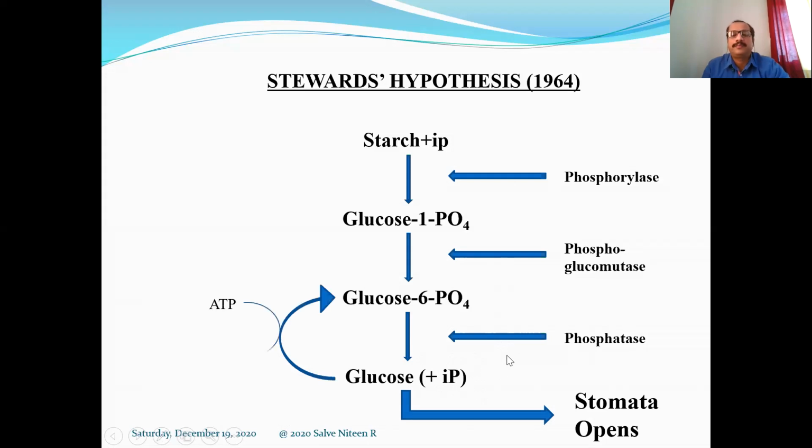During nighttime, this glucose is converted into glucose 6-phosphate. And for this conversion, it requires ATP, because the source of this phosphate is ATP, adenosine triphosphate, which consists of three phosphate groups. So one phosphate is added here, and only two phosphate groups remain, and this is called adenosine diphosphate. Diphosphate means two phosphate. Here initially there were three phosphate groups, ATP.